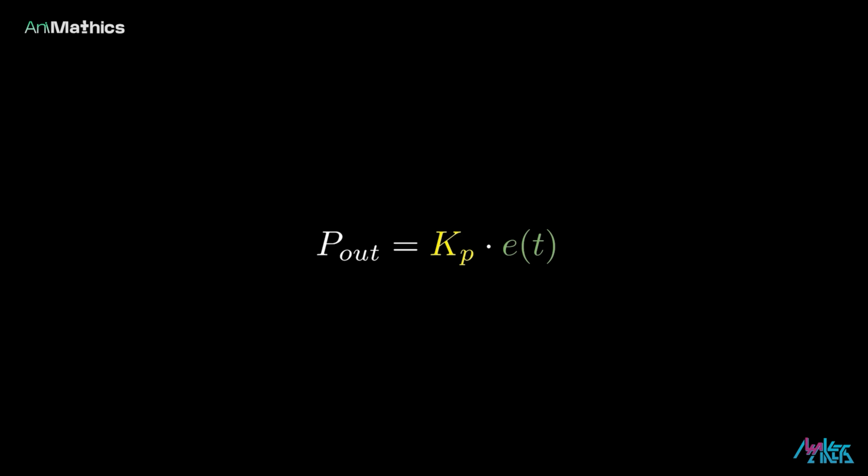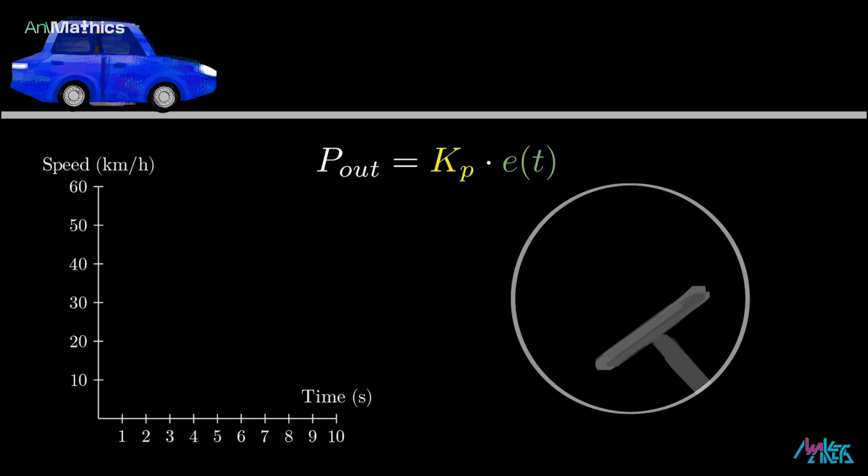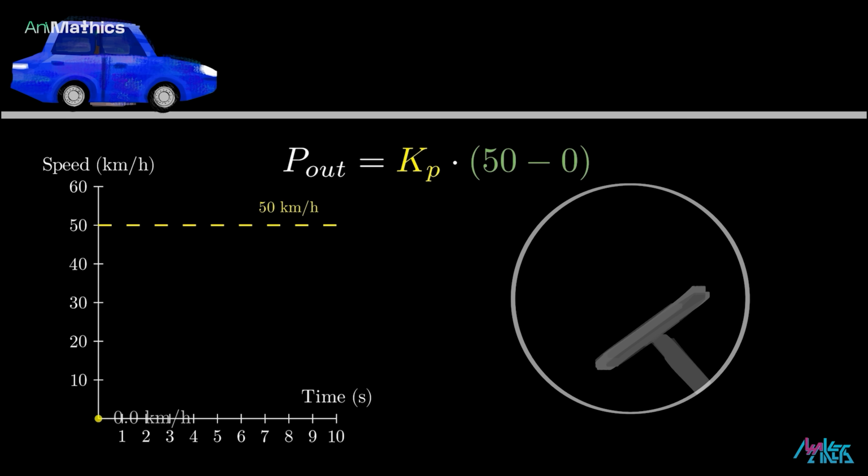Our output is calculated by multiplying the error by a proportional coefficient called Kp. Applying this to a car, we wanted to travel at 50 kilometers per hour, but right now we're at a standstill at 0 kilometers per hour. So the error is 50 minus 0 equals 50. Let's set the proportional coefficient Kp to 0.2 for example. So how much do we need to press the gas pedal? We simply take 50 multiplied by 0.2, which equals 10. So we press the gas pedal about 10 centimeters.